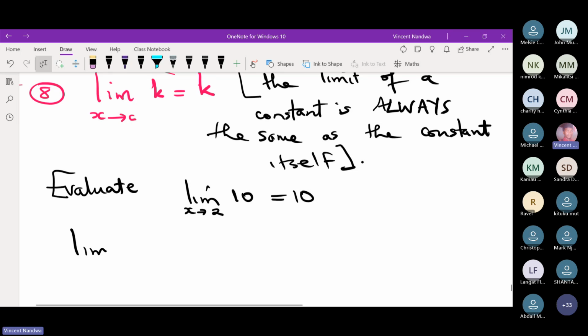If the limit as x approaches 5 of 7y plus 10, the answer becomes just 7y plus 10, because this function depends on y and x, and the limit variable is x. So this remains the same way it is.